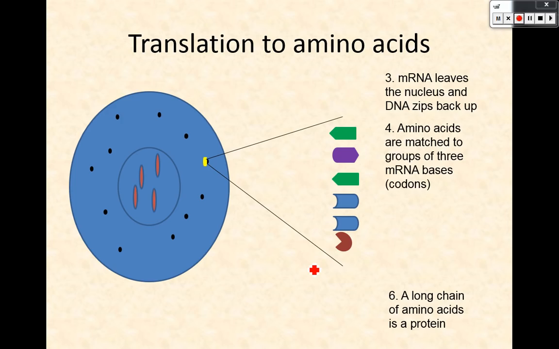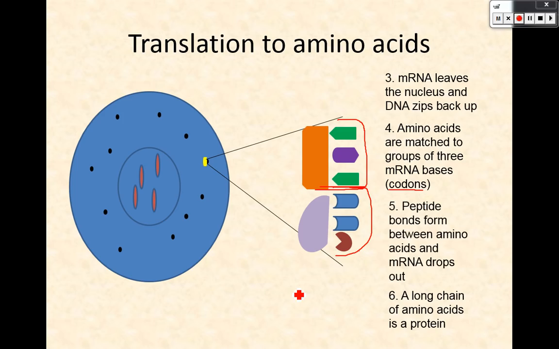Amino acids are matched to groups of 3 mRNA bases. So we're going to have an amino acid matched here and an amino acid matched here. And those 3 bases together are called codons. That's our name for it. So for example, this amino acid matches to those 3 bases. This amino acid matches to those 3 bases. I specifically made them different shapes because they're different amino acids.